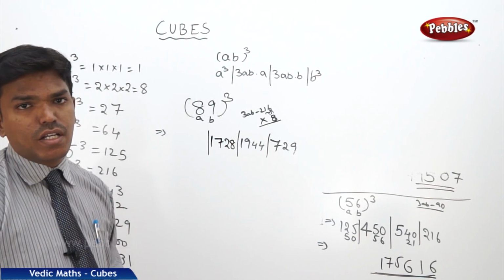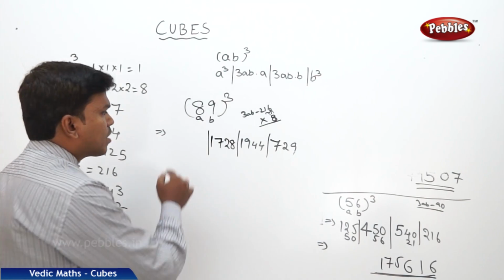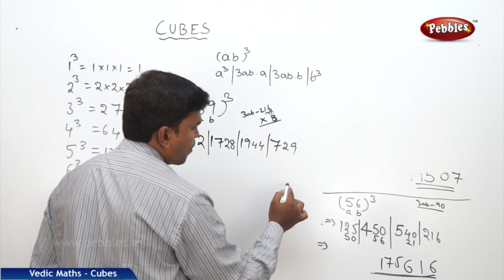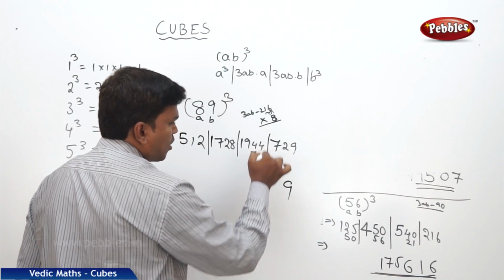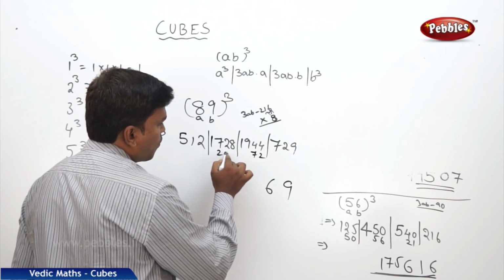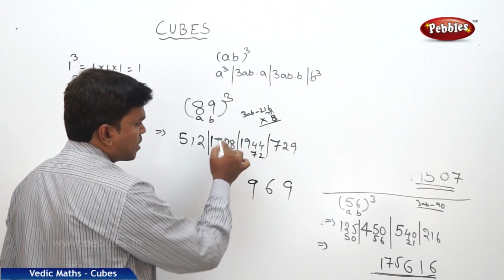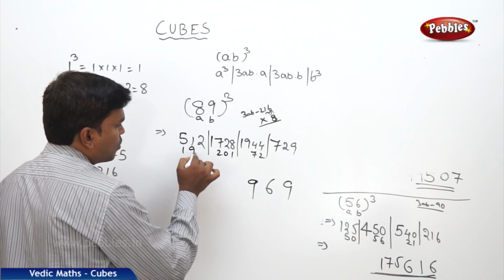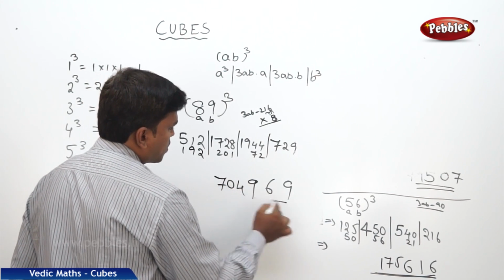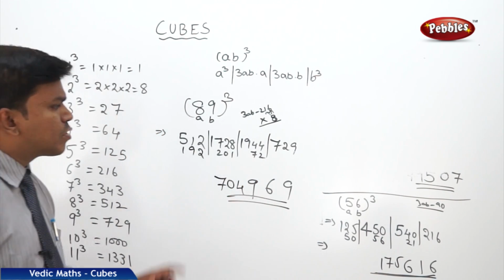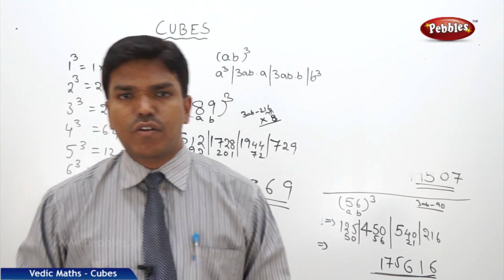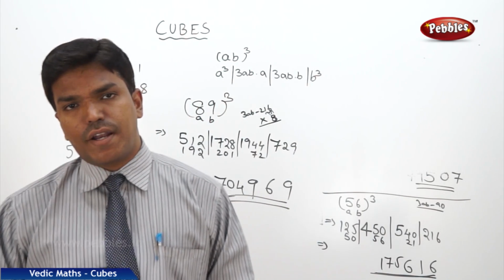Now what is the last step? That is a cube, 8 cube. 8 cube is nothing but 512. Now fastly you need to balance this one. See here, first drop 9 and carry 72. Drop 6, carry 194 plus 7 is how much? 201. So drop 9, 172 plus 20, 192. So how much you will get? 704969. So like this, you can calculate even higher digit cube numbers which are below 100.